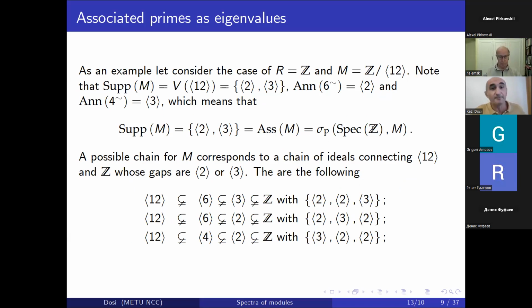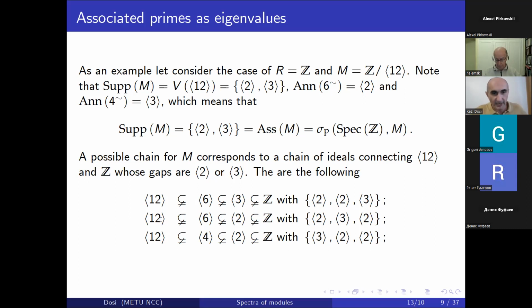Now let's find the possible chains for M, as we said about the triangulation result. A chain inside of M means actually a chain of ideals between 12 and Z, right? So look, a possible chain is 12, 6, 3, Z. If you look at these gaps, 6 over 12, 3 over 6, Z over 3, you will get 2, 2, 3. Can you see 2 has multiplicity 2, so repeating twice.